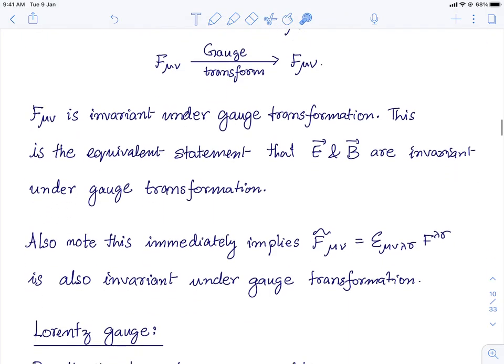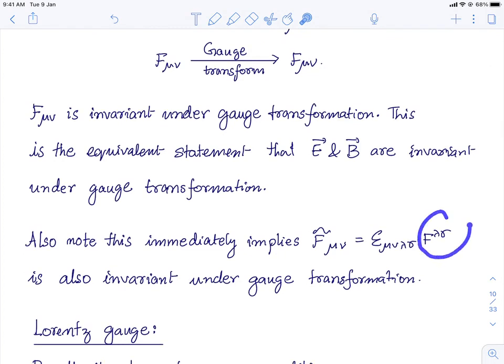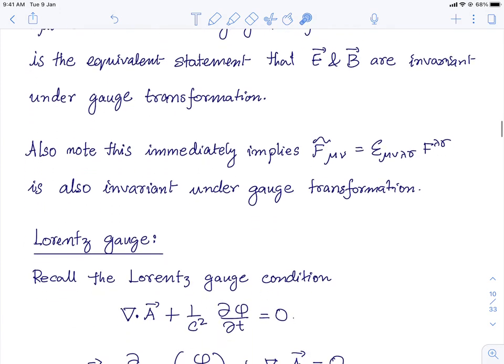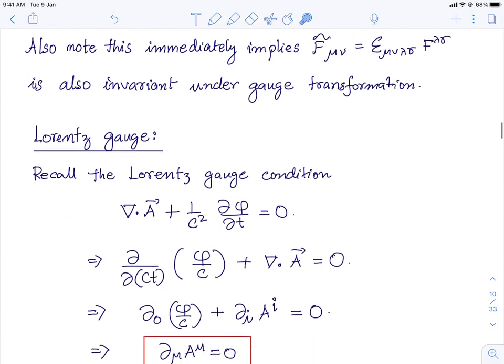Because the field strength tensor is invariant under a gauge transformation, it immediately means that the dual field strength is also invariant, because under a gauge transformation this object does not change. This is just ones and minus ones and zeros. So that's more or less what it is.